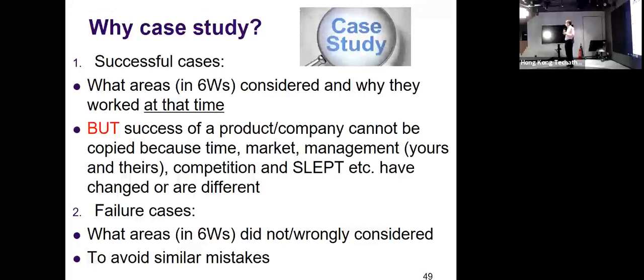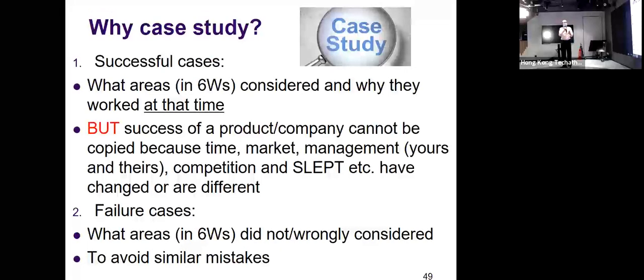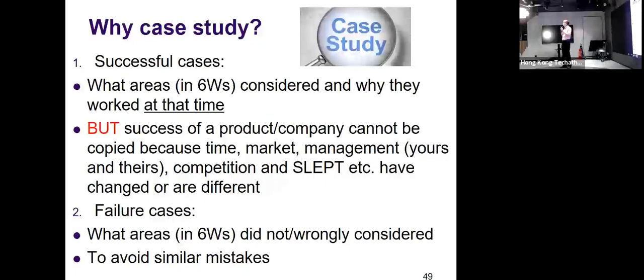Why do we talk about success cases? Because we can look at them and think about what are the 6 W's that they had to consider and why they worked at that time. But success cases, to me, are very, very difficult to repeat because time, management, market, environment, social conditions, and all these change and are different. I love to talk about failure cases because we can look at why they fail. What are the 6 W's that they did not do or wrongly considered?